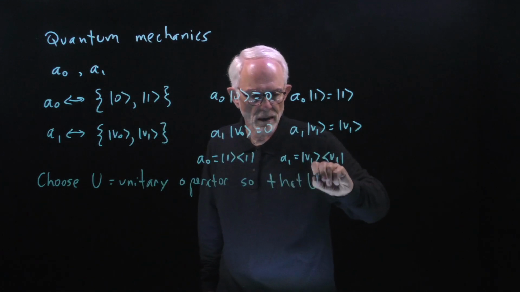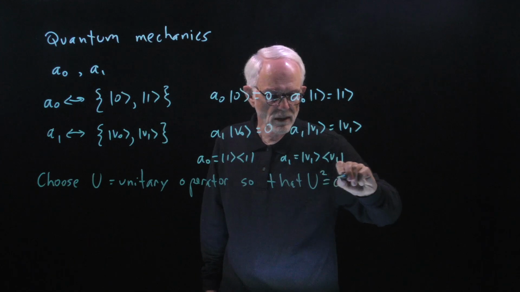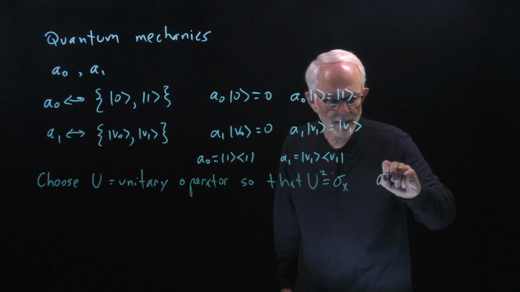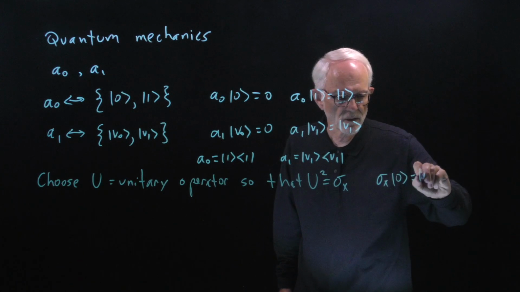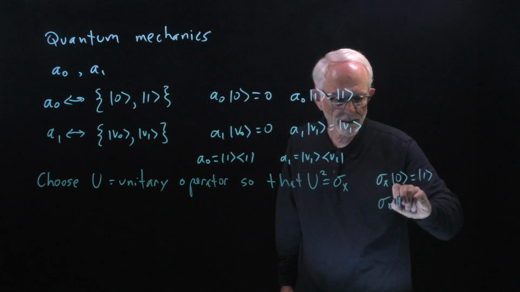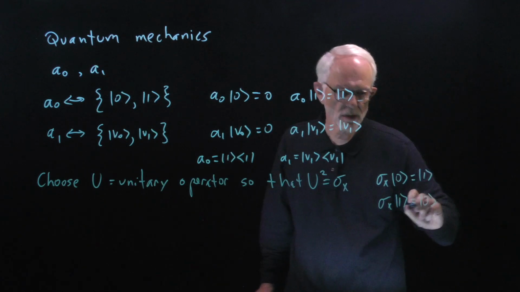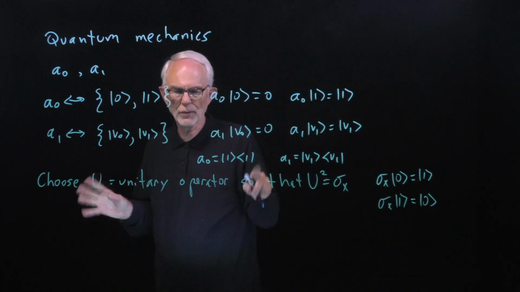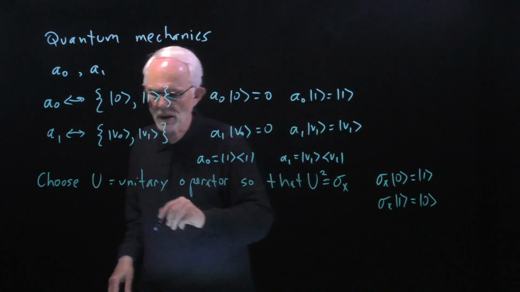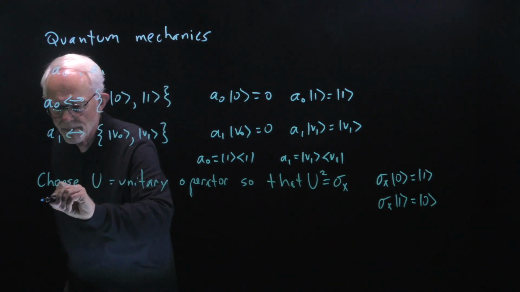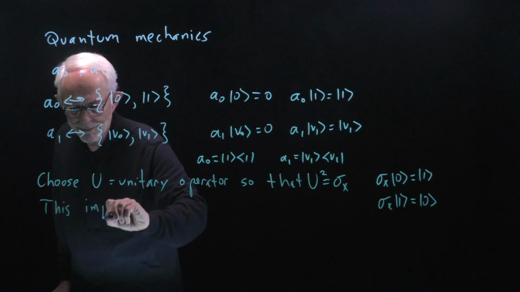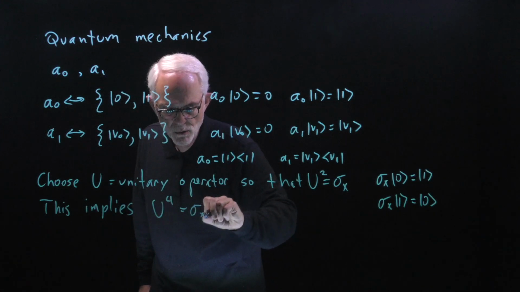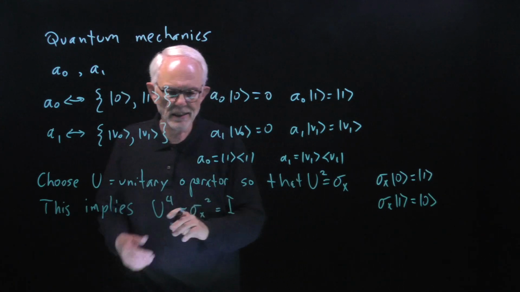So that U squared is equal to the Pauli matrix sigma x. And if you remember what sigma x does, sigma x acting on 0 gives 1, and sigma x acting on 1 gives 0. It just flips the states. Now, making this assumption, we'll see why we want to do this in just a minute. Making this assumption, if I square both sides, U to the fourth equals sigma x squared, which is just the identity.